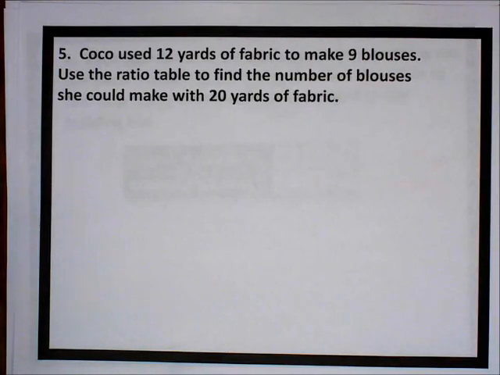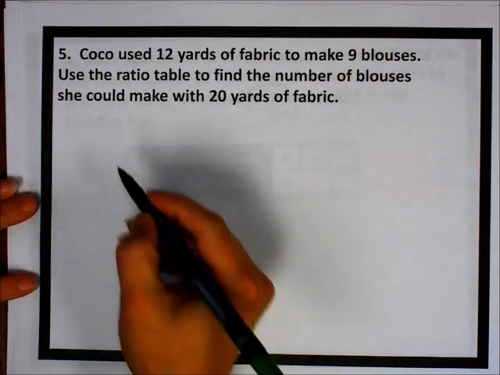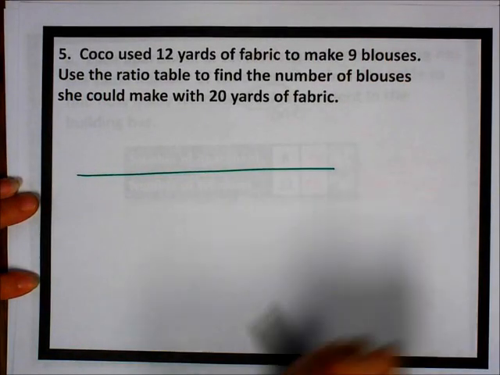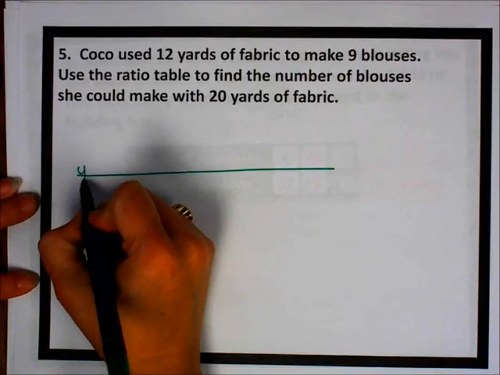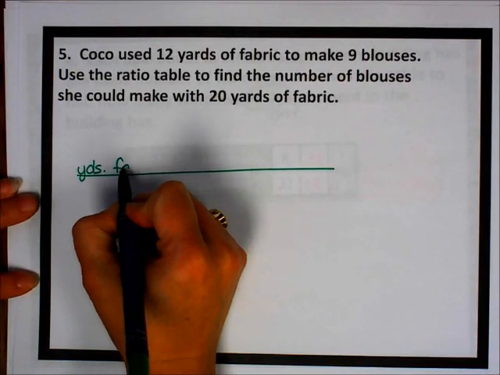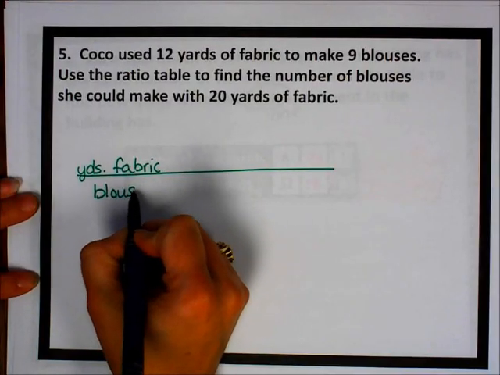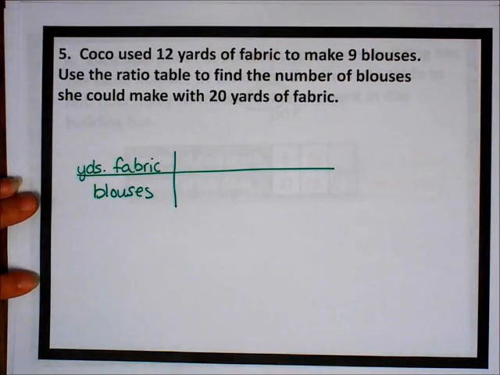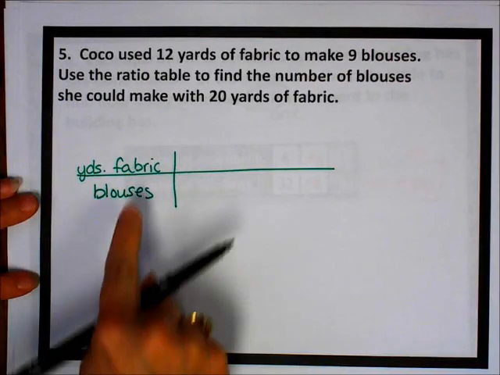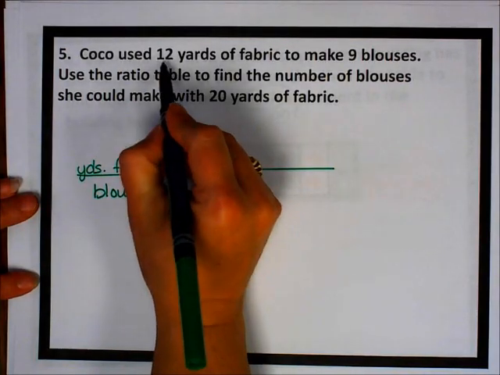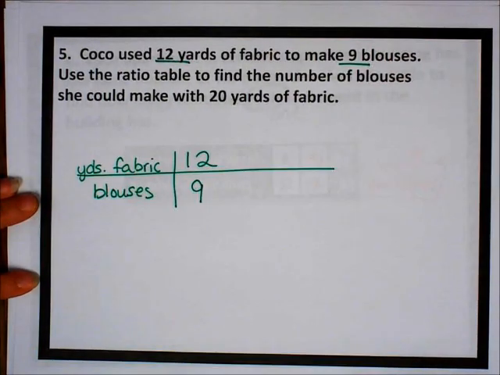Number 5. Coco used 12 yards of fabric to make 9 blouses. Use a ratio table to find the number of blouses she could make with 20 yards of fabric. So let's start by sketching our ratio table. We're comparing yards of fabric to blouses. What is our ratio of fabric to blouses? It is 12 to 9.